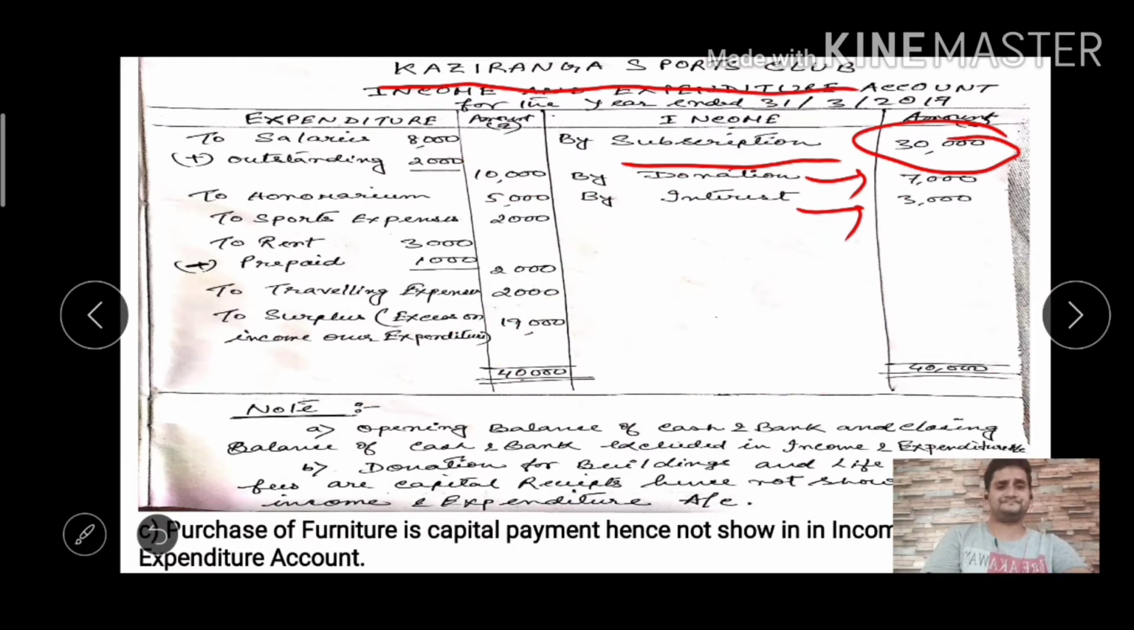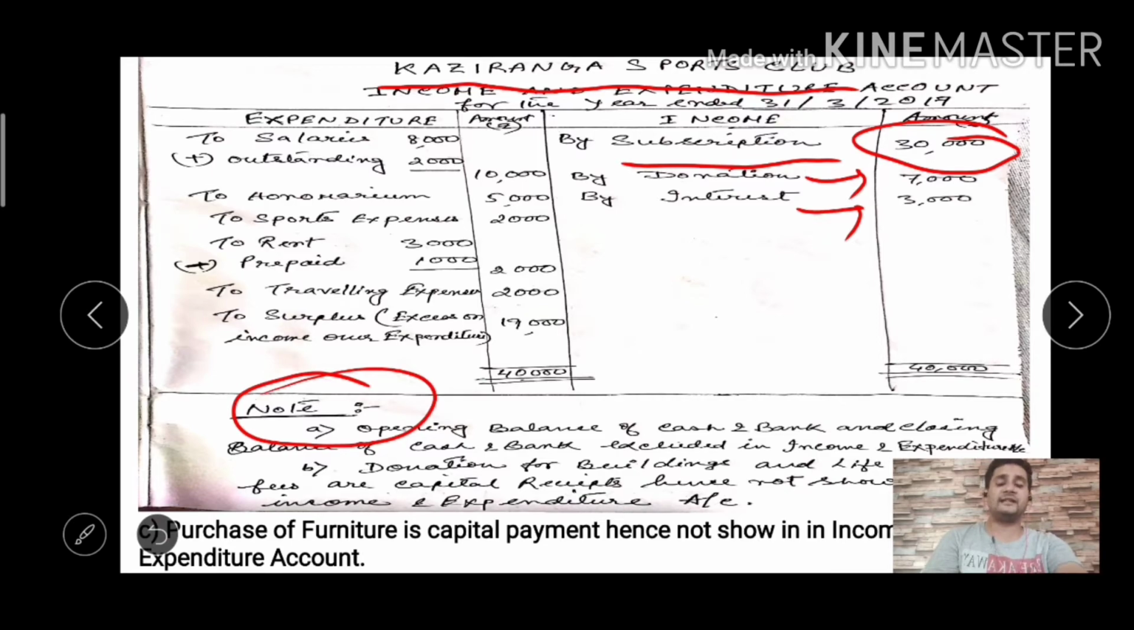Now after you finish the income and expenditure account, you have to give the note. Why? Because of the items we will exclude, you have to mention that in the note. So point A, you have to record that the opening cash or bank balance and closing cash and bank balance are excluded from the income and expenditure account.